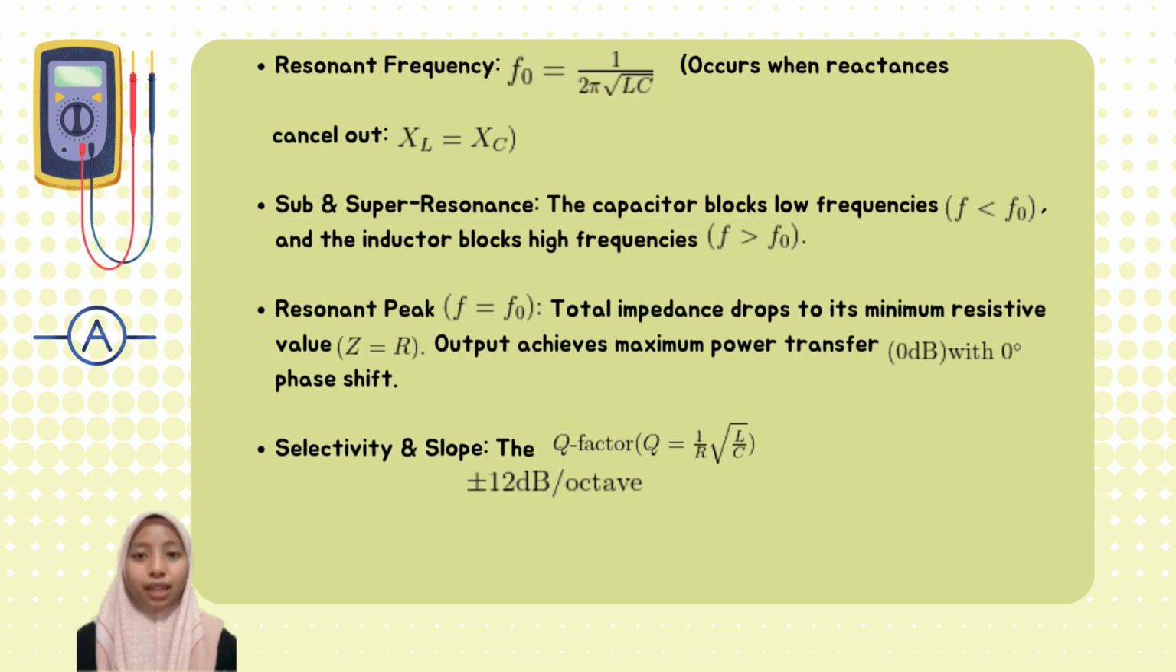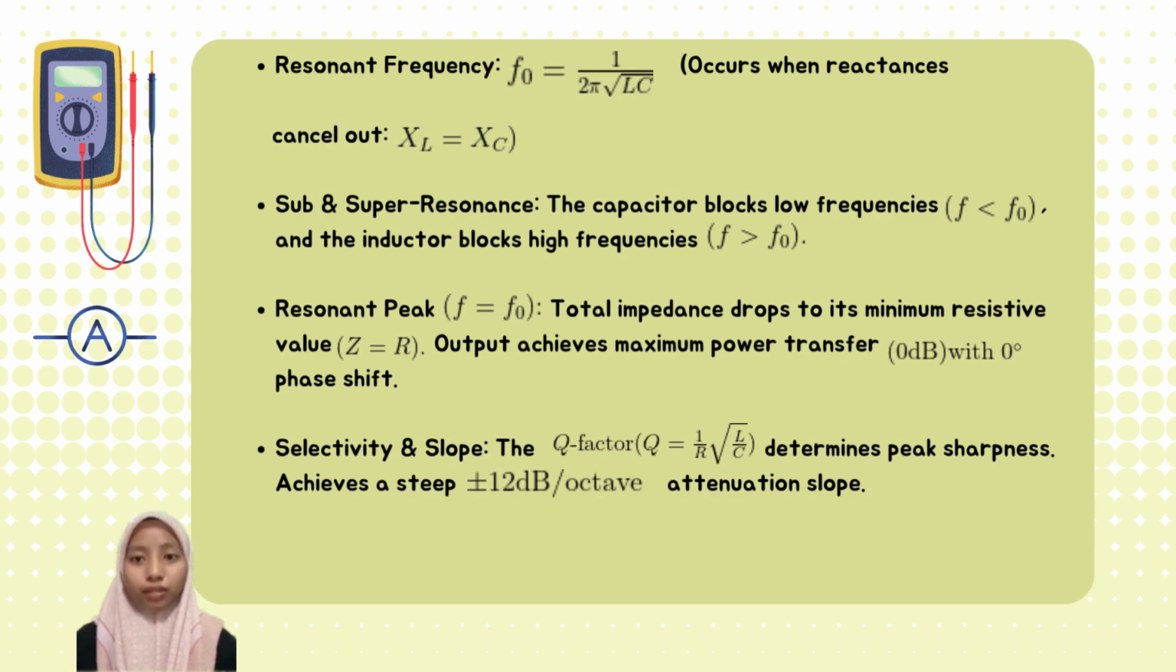However, at the exact resonant frequency, the capacitive and inductive reactance completely cancel each other out. This drops the circuit's total impedance to its minimum resistive value, allowing maximum current and full audio power to pass through the speaker with zero phase shift. By combining both reactive elements, we achieve a steep roll-off slope of plus or minus 12 decibels per octave, making it highly effective for dedicated mid-range audio routing.